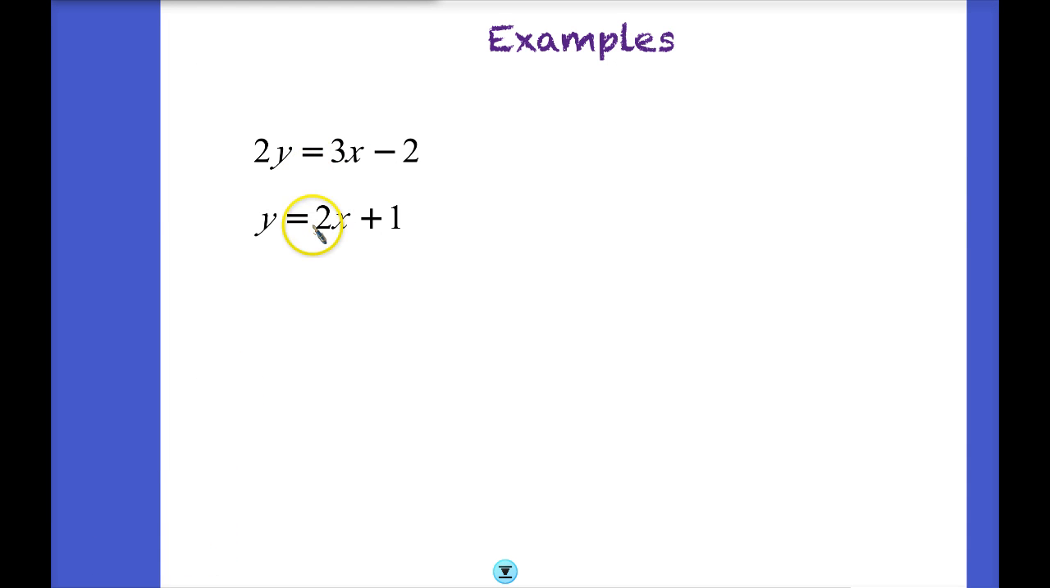Let's try this one. So here our bottom equation is a y equals. So this is what we're going to replace y with in our top equation right here. So this time we will rewrite our top equation, and I will replace the y with the 2x plus 1. And that is still going to equal 3x minus 2. Now I will need to remember to distribute the 2 into the parentheses. 2 times 2x is going to give me 4x. 2 times 1 is 2.